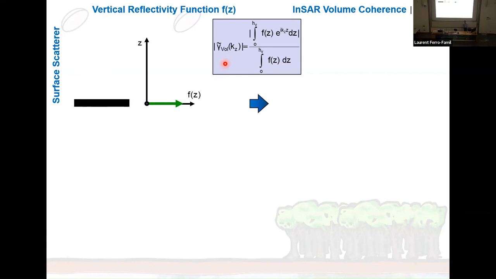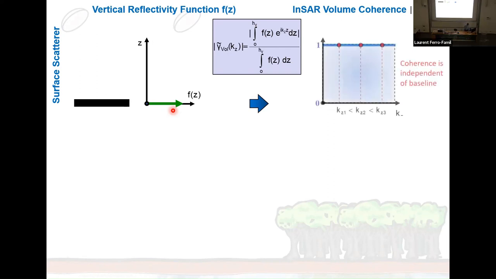Who likes to guess? So you have a Dirac delta. If you like, you can put it in this integral. What do you expect to get? For all the wave numbers. Yes, it's a constant. There you find out that for a surface, if you compensate for the signal to noise ratio and all the system correlation effects, then you can increase the baseline as much as you like, but the coherence is always one. So the coherence doesn't change.